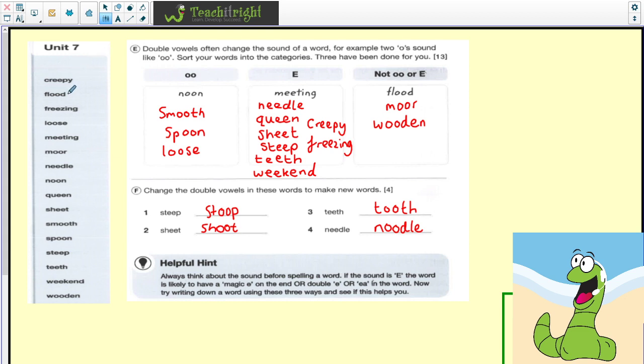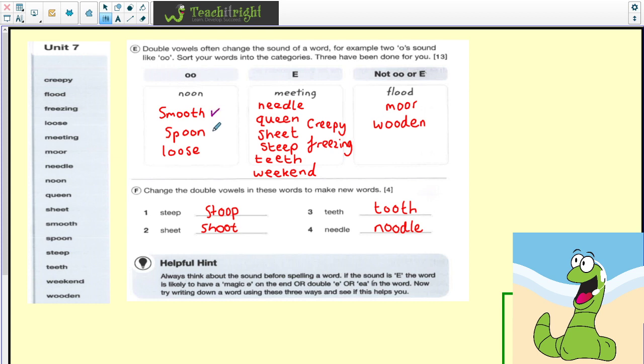Now in this particular part of Unit 7, this is section E, the double vowels often change the sound of a word. So for example, 2 O's sound like 2 oohs. So smooth, spoon and loose, that obviously changes the sound. So sort your words into the categories. 3 have been done for you.